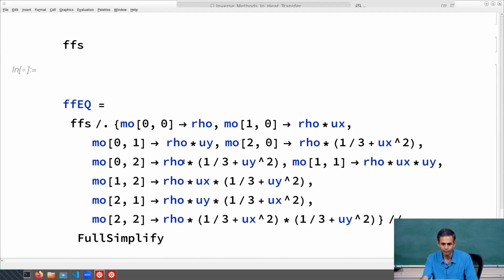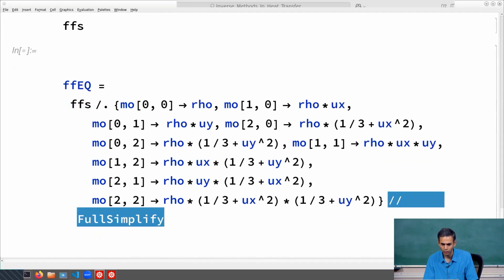Now for the same thing, I'm going to capture these substitutions I have done before into a variable, okay? That variable, let us call it ff equilibrium, which basically contains this particular list, which is substituted with moments in terms of the equilibrium values. Okay, and then we're going to use this.